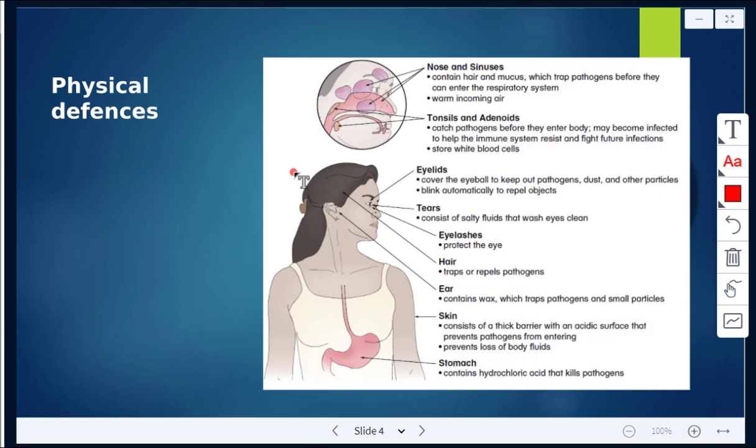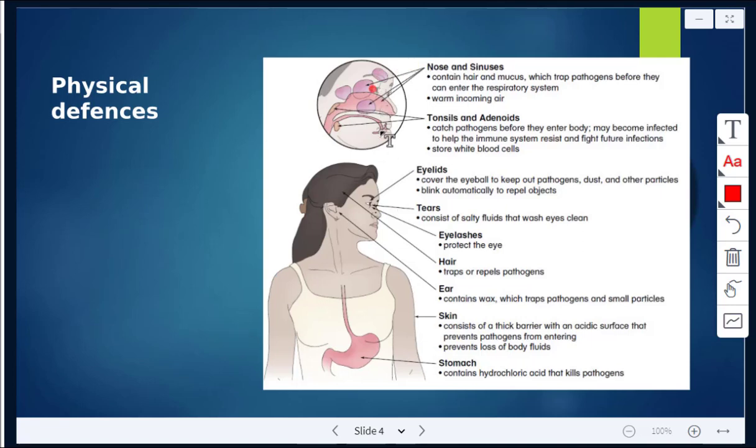We also have the eyelashes that protect the eye. Then moving on, hair traps or repels pathogens. The ear produces earwax, which traps pathogens in small particles. Our skin, it's a barrier. It's got an acidic surface, prevents pathogens from entering. It also prevents loss of body fluids. The stomach, we talked about, has a very acidic pH made of hydrochloric acid that kills pathogens.